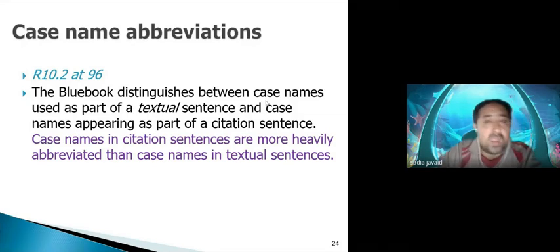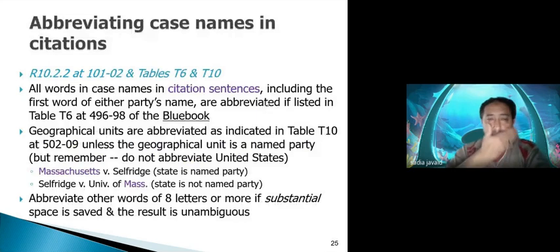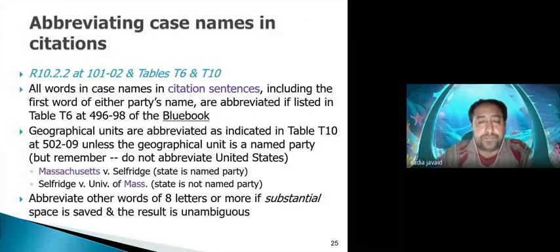Case name abbreviations. R10.2.2. The Bluebook distinguishes between case names used as part of a textual sentence and case names appearing as part of a citation sentence. So case names in citation sentences are more heavily abbreviated than case names in textual sentences. So again, in citation sentences, you are making them more heavily abbreviated, while in textual sentences you will write the case names out.